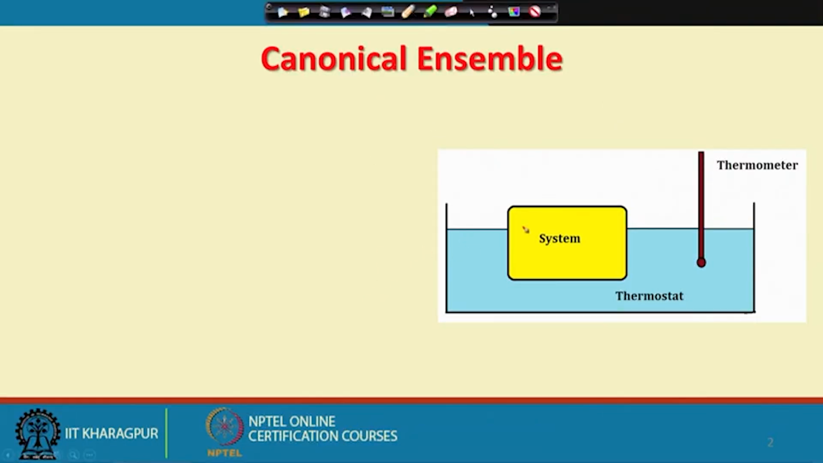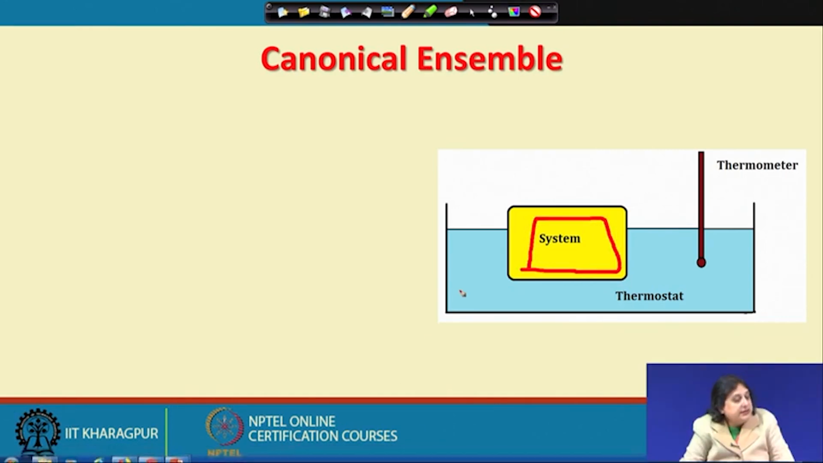As you see, I have a system marked here using this yellow box. Now, this system is surrounded by a rigid wall which is impermeable to whatever substance is there within it, and the system has been equilibrated by placing it in a thermostat. Which means that the walls which are in contact with a thermostat are capable of exchanging thermal energy from within the system to the reservoir and vice versa.